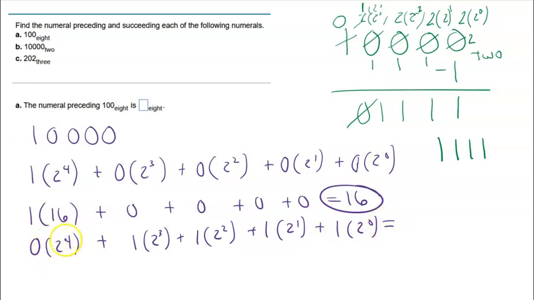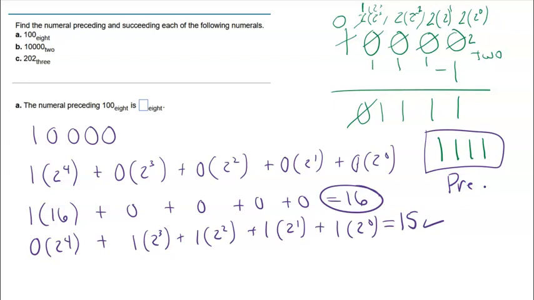So this is 0, 2 to the 3rd is 8, so that's 8 plus 2 squared is 4, so 8 plus 4 is 12, plus 2 to the 1st is 2, 12 plus 2 is 14, plus 2 to the 0 is 1 times 1, that's 15. Is that what we're expecting for our preceding number? It sure is. So this is your preceding number.